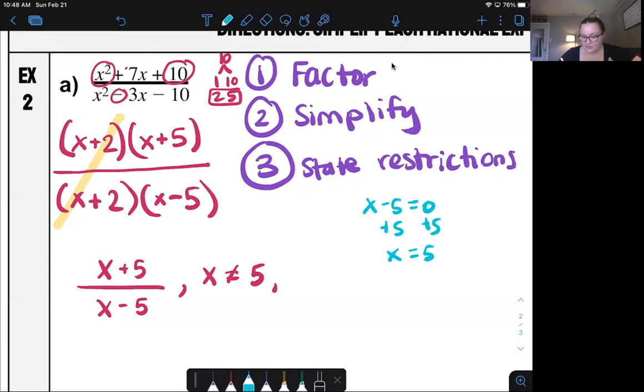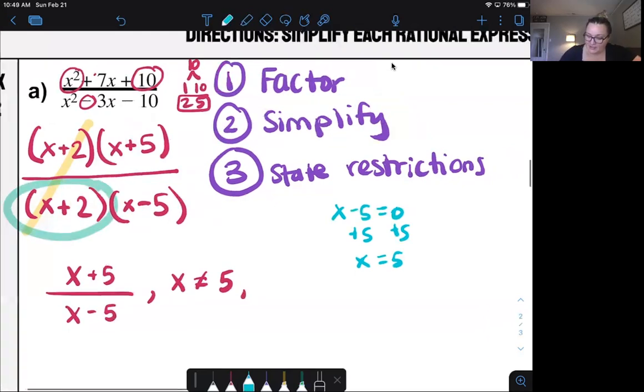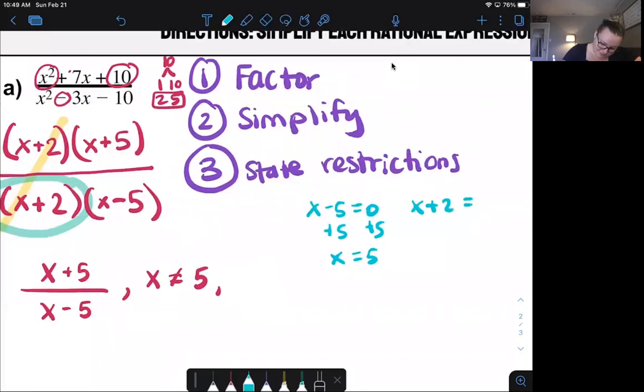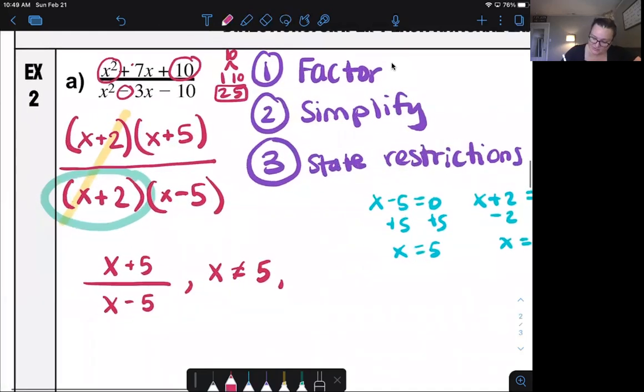But remember, we need to look at our original expression. Our original expression also contained x plus 2 in the denominator. Well, what would make x plus 2 equal to 0? x equals negative 2. So we also have to say x can't be 5 and it can't be negative 2.